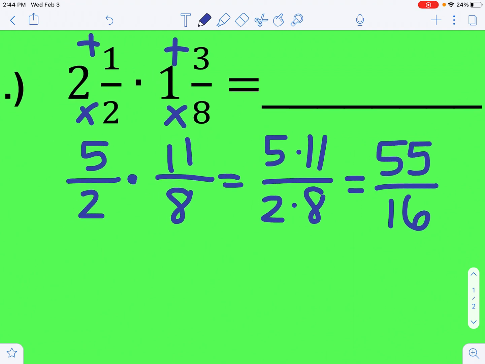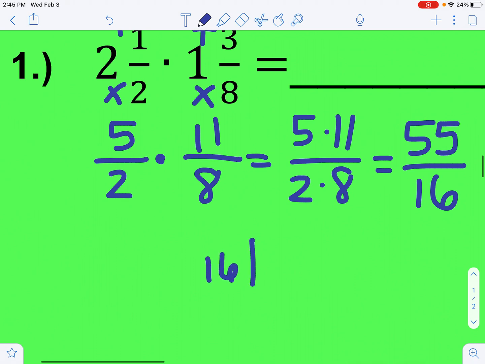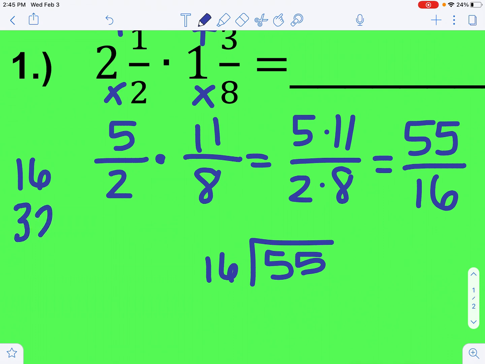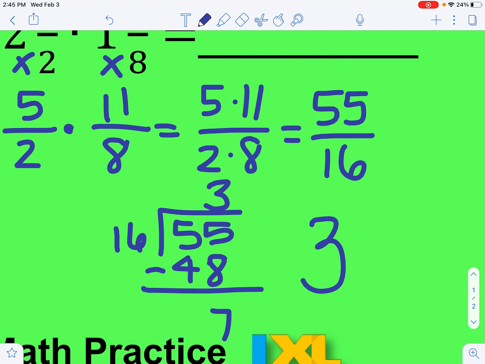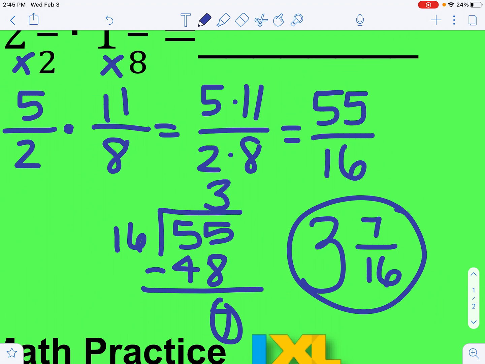Alright, we can write that as a mixed number. We need to take 55 divided by 16, count by 16s over here. 16 plus 16 is 32. 32 plus 16 is 48. 48 plus 16 is going to be bigger than 55, so we can only fit 3 of them in there. And then subtract from 55, and we get 7. Okay, so we write this as 3 and 7 left over out of 16. So 3 7/16.